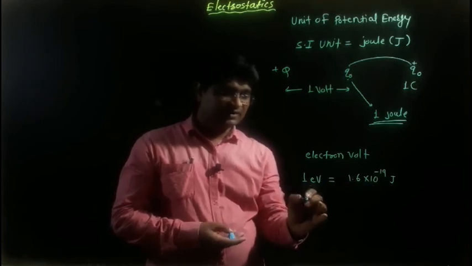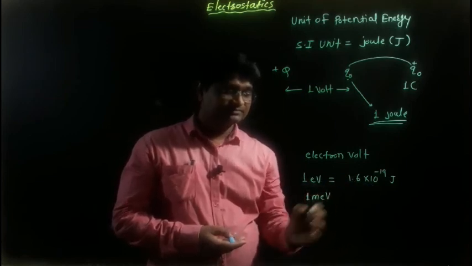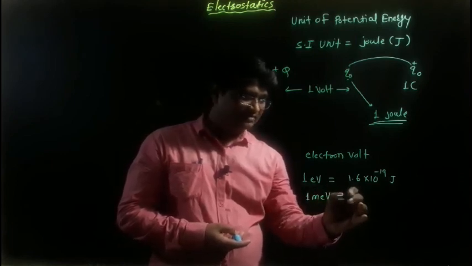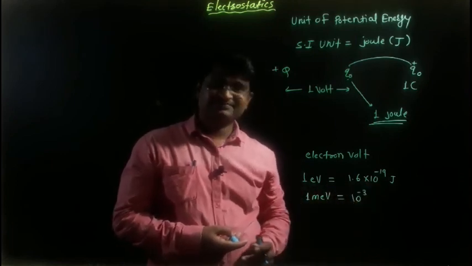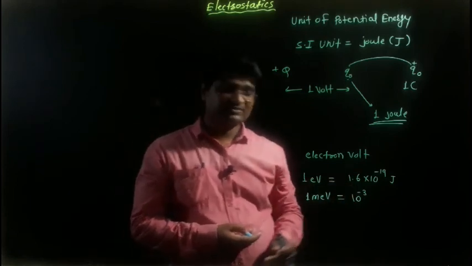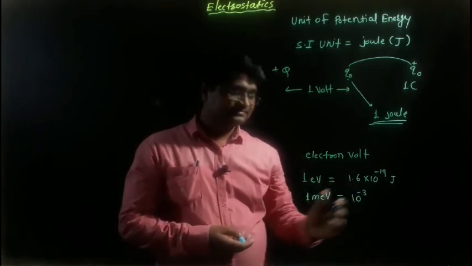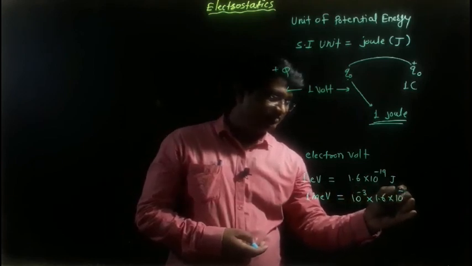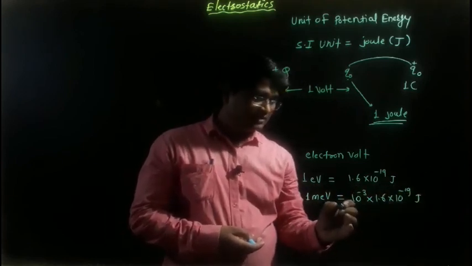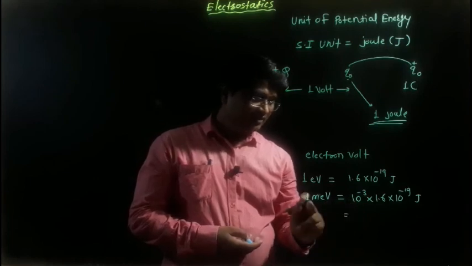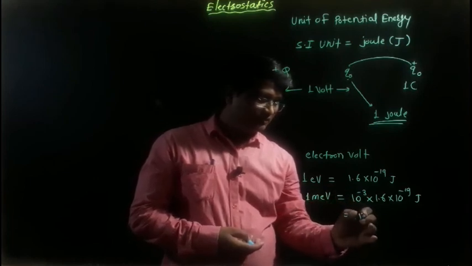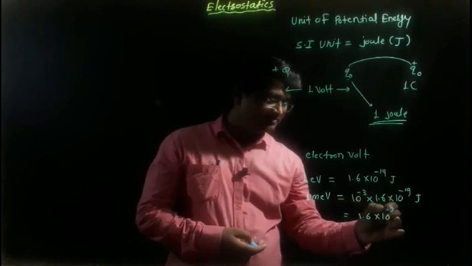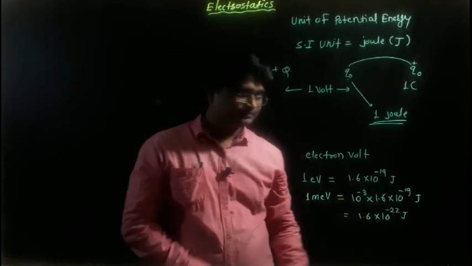So what is the value of 1 milli electron volt? Milli means what? 10 raised to power minus 3. Okay, the conversion factor, you know, 10 raised to power minus 3 is milli. Electron volt is 1.6 into 10 raised to power minus 19 joule. So it means that the value of 1 milli electron volt is 1.6 into 10 raised to power minus 19 and minus 3, that is minus 22 joule.